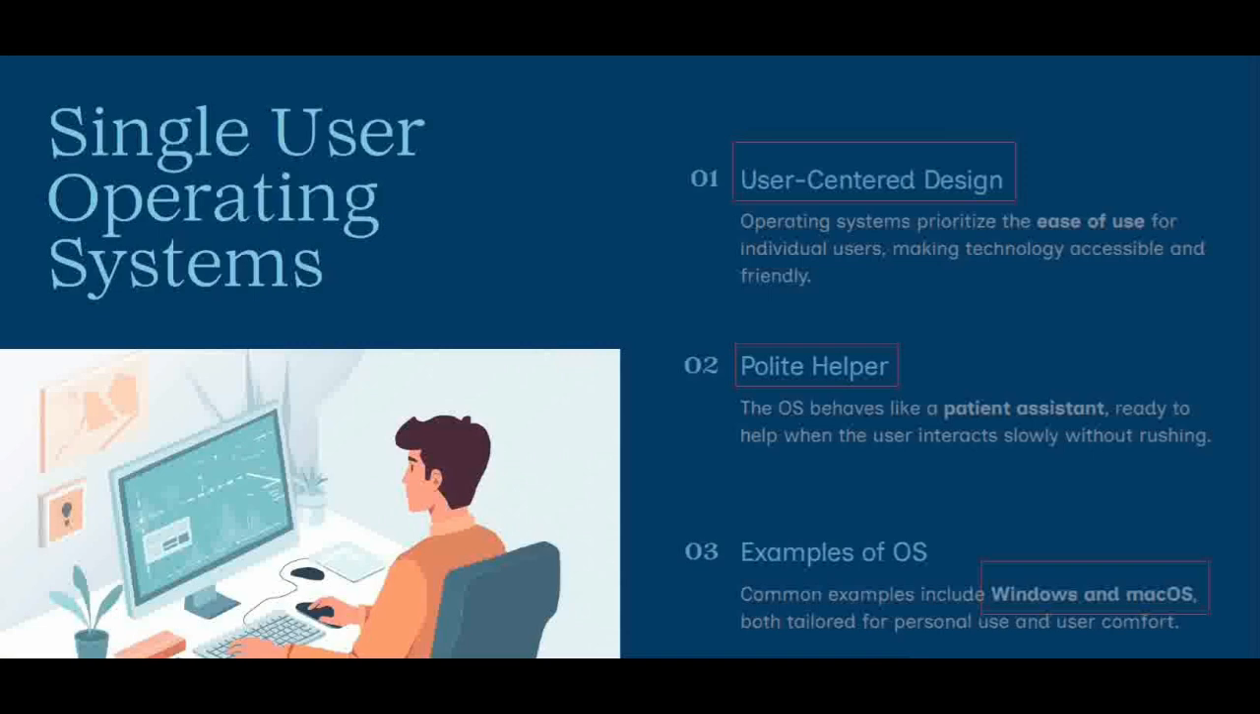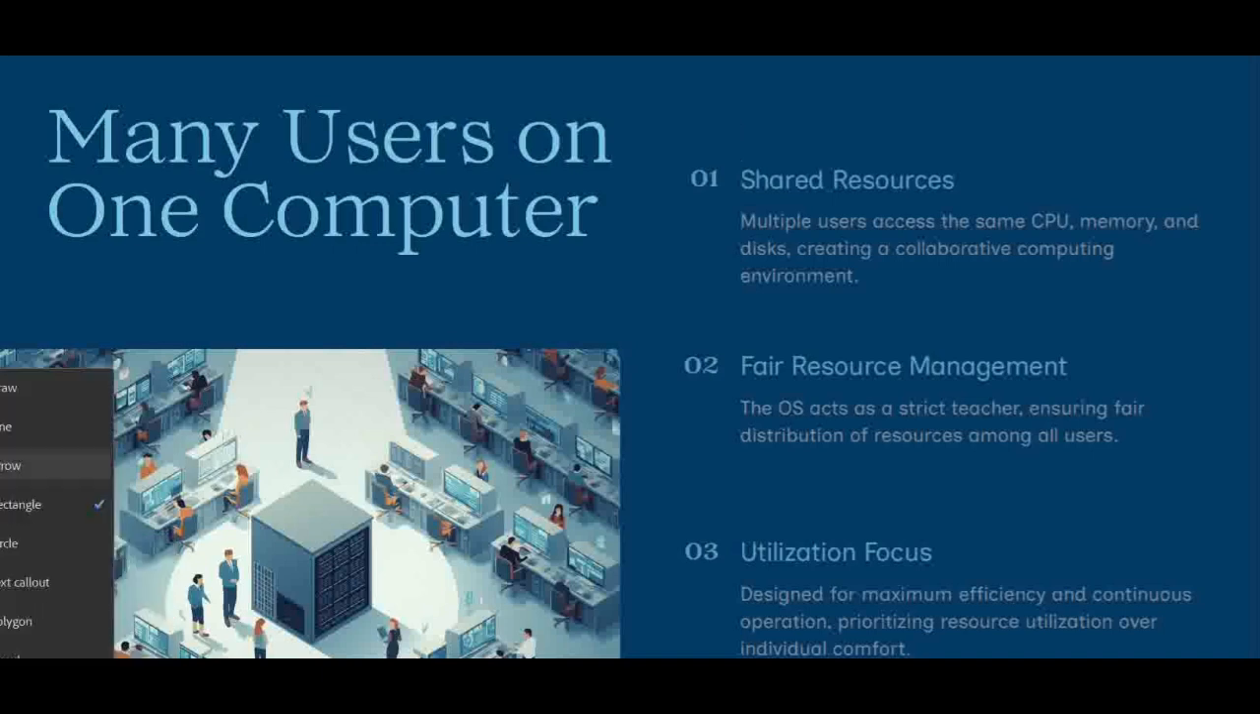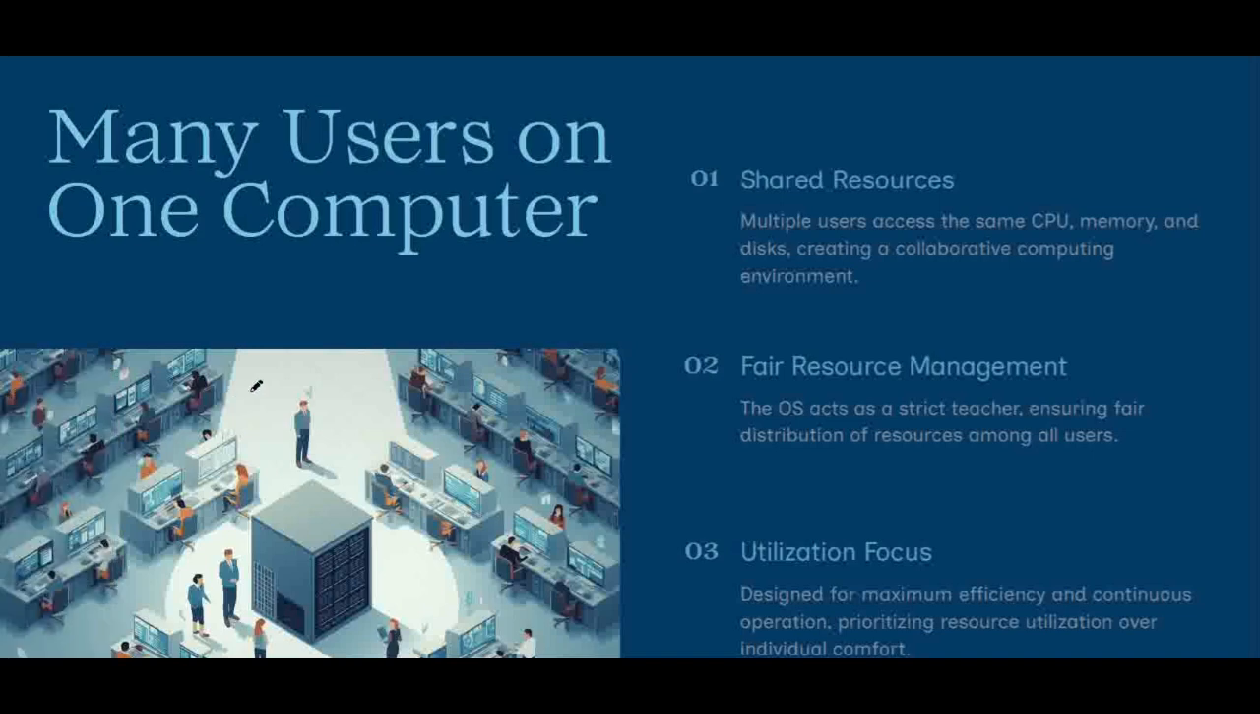Then coming to the second scenario, many users on one big computer, a minicomputer or mainframe. Imagine a huge computer in a room and many people sitting at different terminals, all connected to that same computer. It's like one big pizza and many people wanting a fair slice of it. Everyone is using the same CPU, the same memory, the same disk and printer. Here the OS becomes a strict teacher and says everyone gets a turn and no one is allowed to be greedy.